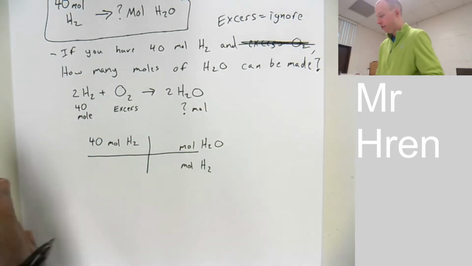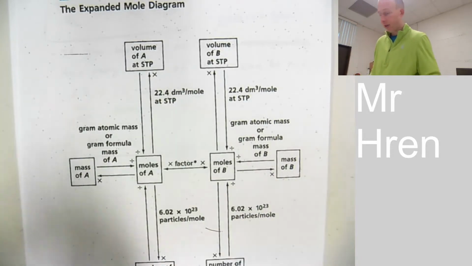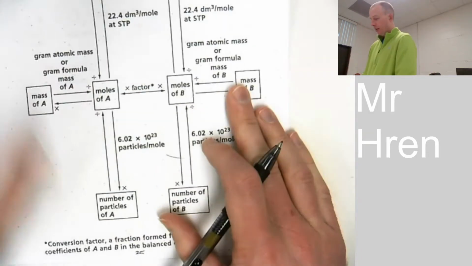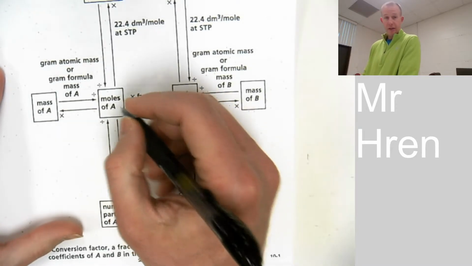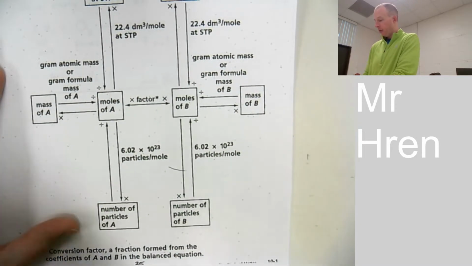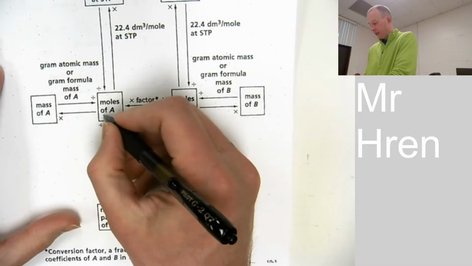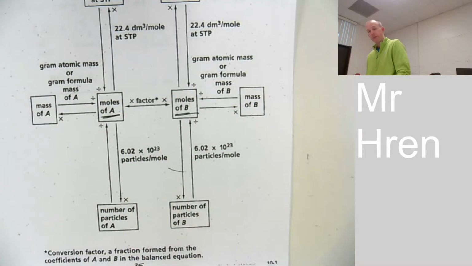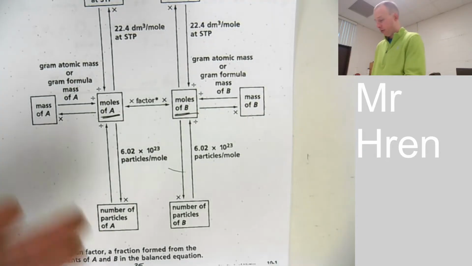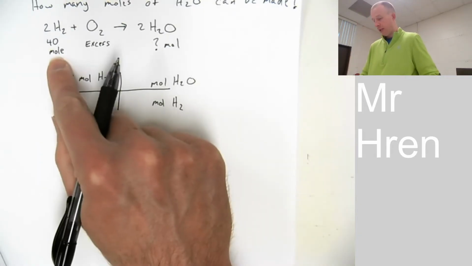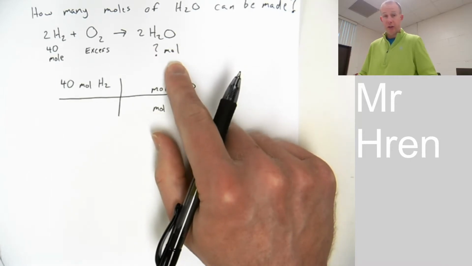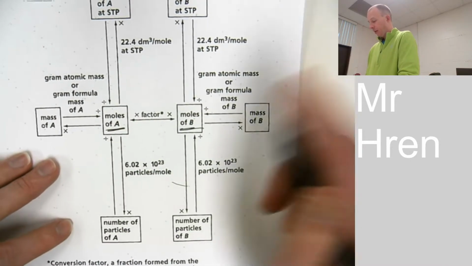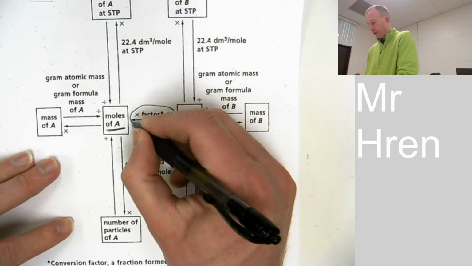Now, looking at this chart, I talked about this chart a little bit, but I'm specifically showing you where this problem fits in. You are currently at moles of A, and you're going to convert to moles of B. That's what we're doing in this reaction. We have moles of one thing, and we're converting to moles of a new thing. You're going to multiply by this conversion factor.